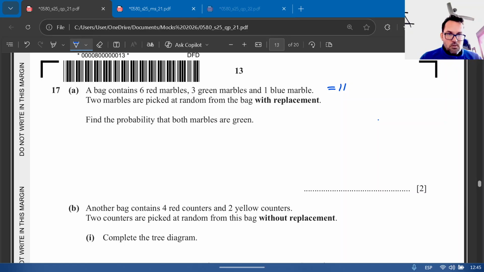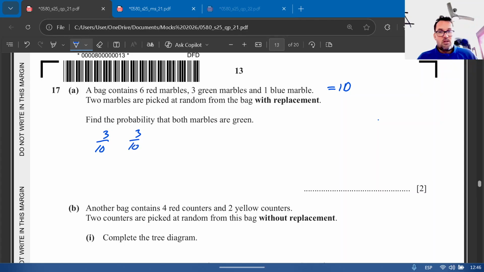Okay. Who said it's 11 marbles? It's 10 marbles. Somebody can't add up. Alright. So, 3 green marbles out of 10. There's a chance of 30% of picking a green marble when you take it out. But then you put it back and you take out another one. So, 3 over 10 again.